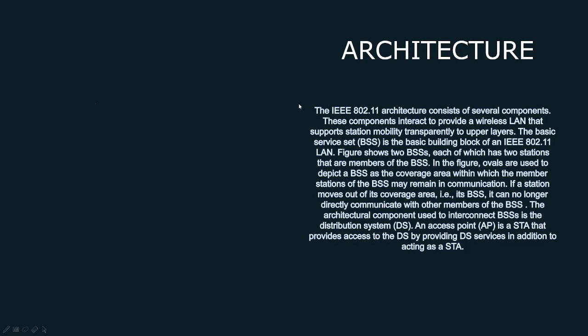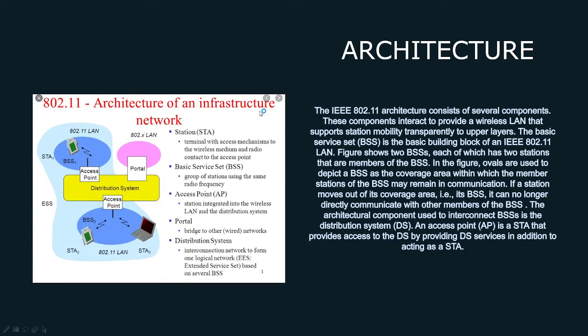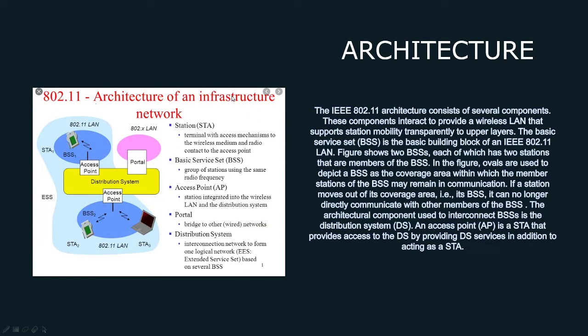Now I'd like to discuss the architecture of infrastructure based network. So this is the architecture of infrastructure based network. The IEEE 802.11 architecture consists of several components. These components interact to provide a wireless LAN that supports station mobility transparently to upper layers. The basic service set, BSS, is the basic building block of an IEEE 802.11 LAN.